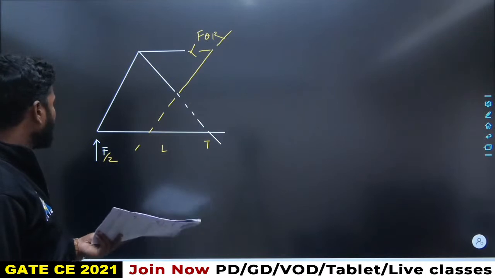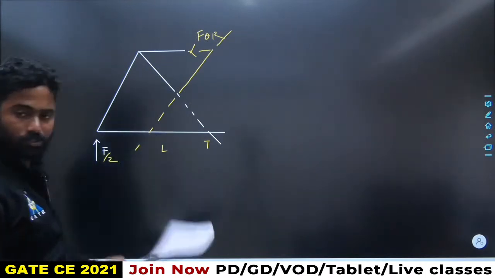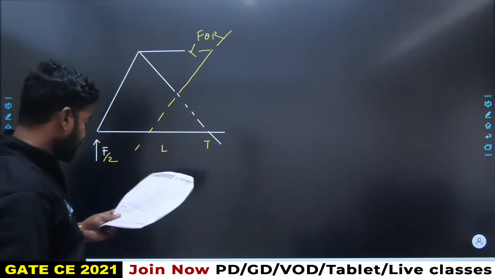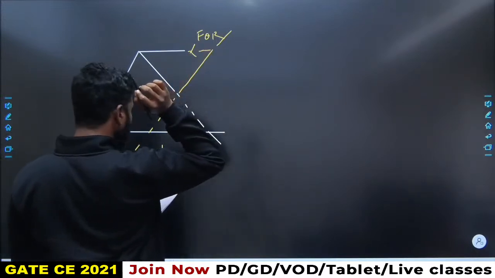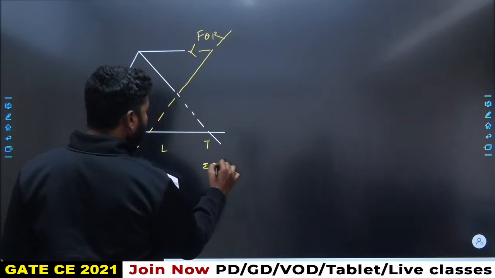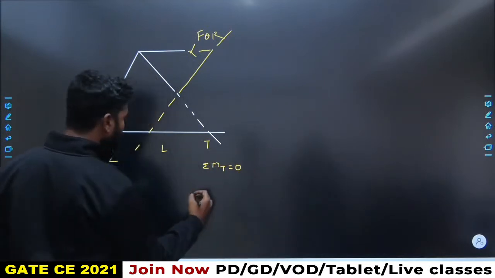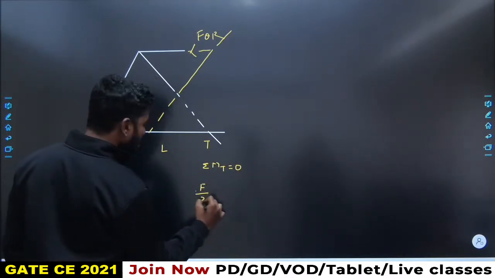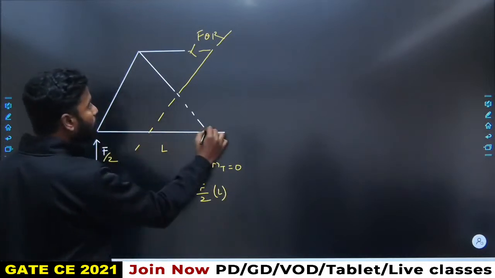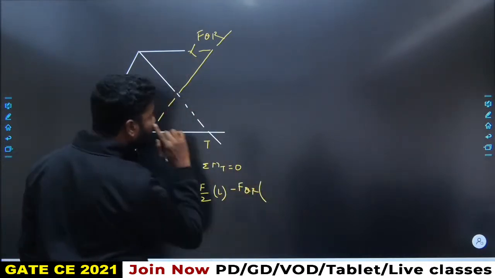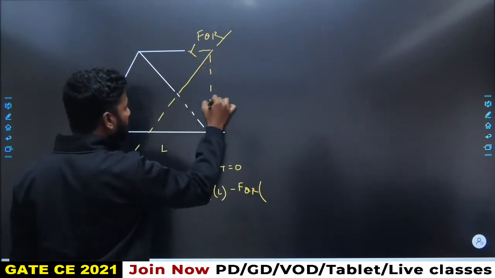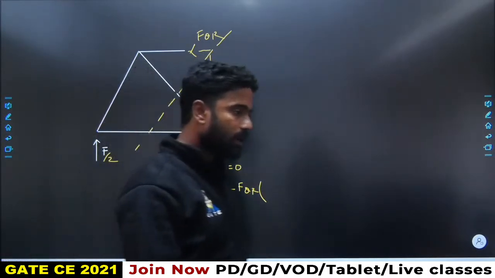Right? Internal angle is not given to me in the question. If I try to find out the internal angle, take summation of moments about T equals to 0. If I take summation of moment about T equals 0, F by 2 into L is the clockwise moment and minus FQR into this vertical distance I want. Vertical distance, any idea?